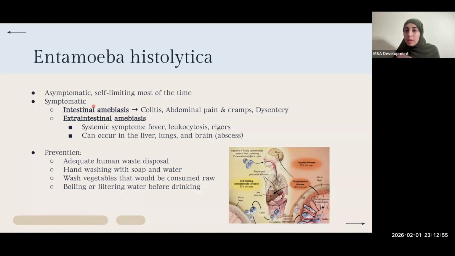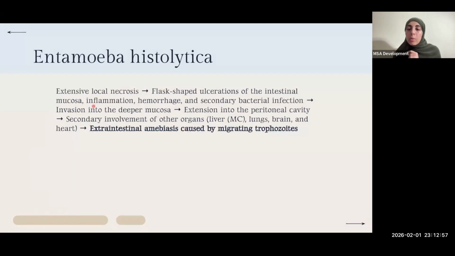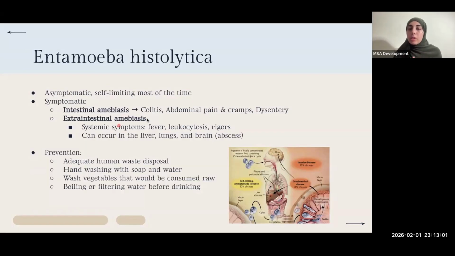Okay, dysentery, bloody diarrhea, because remember, we have invasion and we have necrosis and ulceration, so there is blood in the dysentery. And the extraintestinal amoebiasis, as we said, affects other organs like the liver, lungs, brain, most commonly the liver, and it would form an abscess in all of these organs. And if it's going systemic in the whole body, then it's going to cause systemic symptoms like fever, leukocytosis, and rigors.